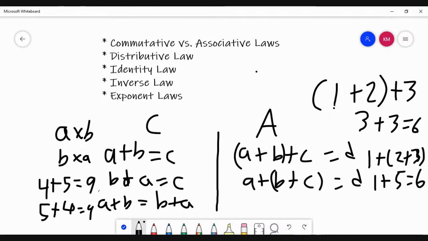The associative is the one with the reversing of the numbers. Just always remember that commutative, you add front or back with no parentheses, and associative you add front to back with parentheses. So commutative, no parentheses, associative with parentheses. Both laws mean whether you add it front or back, you should get the exact same answer, adding or multiplying.